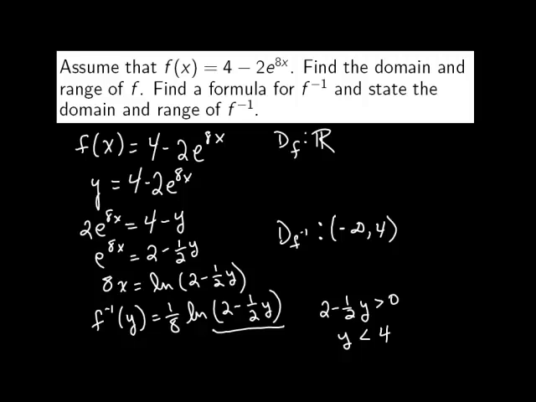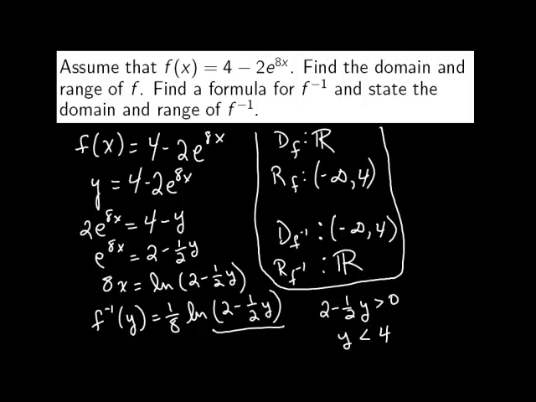So now I have everything I need. That means the range of f is negative infinity to 4, and the domain of f inverse is going to be the range of my original function. Oops, let me do the eraser here. I'm goofing up. You guys probably caught my mistake. The range of f inverse is going to be the domain of my original function. So there's all the answers.